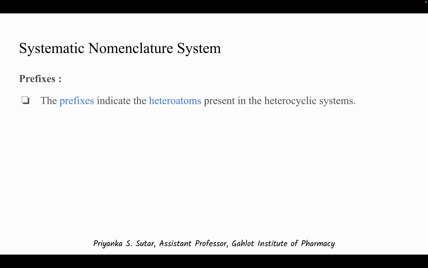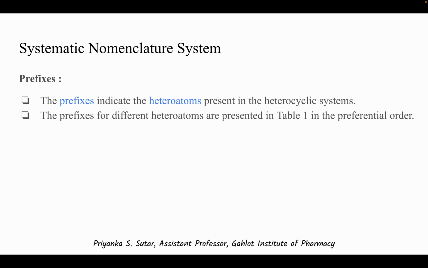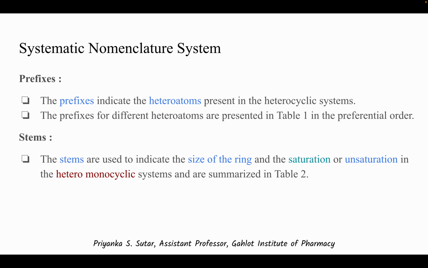As I said, the prefix indicates the heteroatom present in the heterocycle. The prefixes used for different heteroatoms are mentioned in table number 1 in a preferential order. There is an order of the heteroatoms also, which we will see in table number 1 in a while. And the stem indicates the size of the ring.